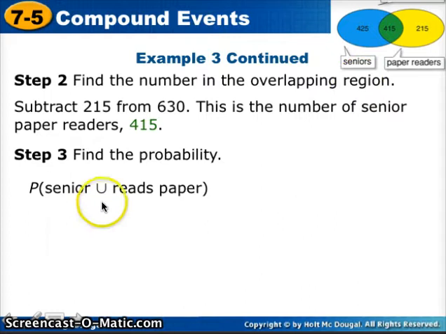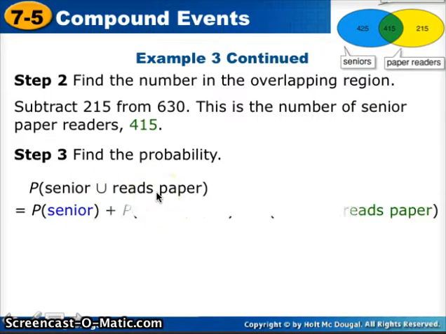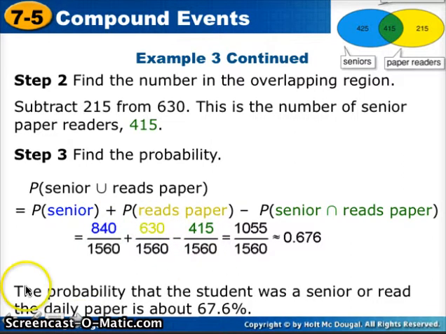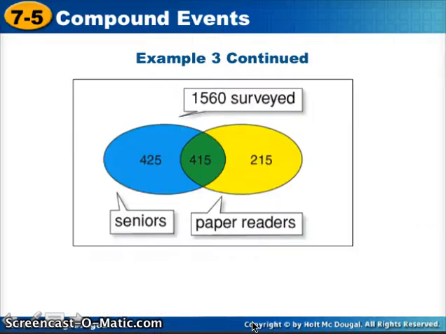So the probability of senior or paper reader equals the probability of senior plus the probability of paper minus the place where they overlap. The senior total was 840, the paper reader total 630, and then we have to subtract out the 415 where they overlap to give us our total probability. The probability that a student was a senior or reads the daily paper is about 67.6%. Okay, there's our Venn diagram.